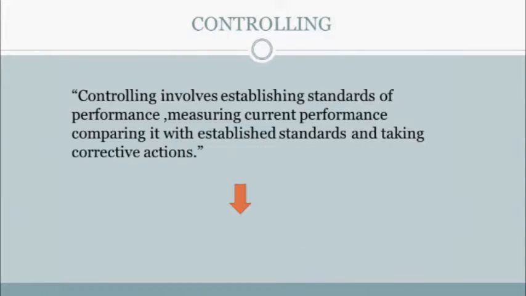The next function of management is controlling. Now, what is controlling? As you can see in the slide, controlling involves establishing standards of performance, measuring current performance, comparing it with established standards and taking corrective actions. Now let's see what the main activity is in the case of controlling.